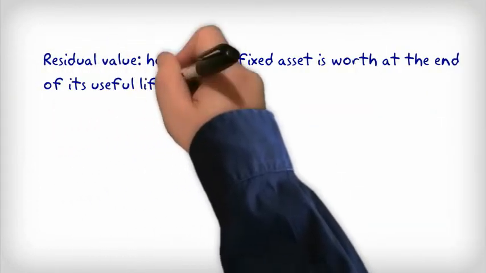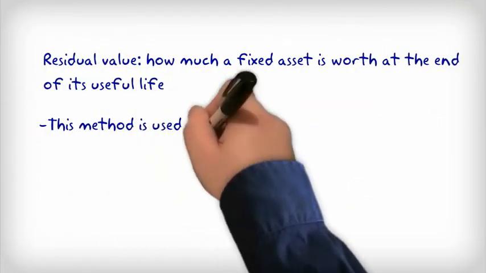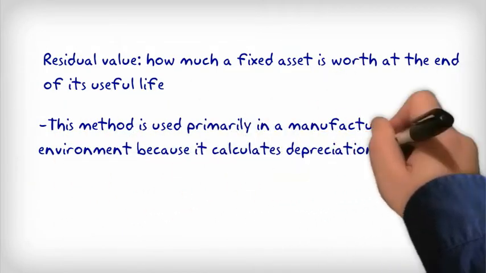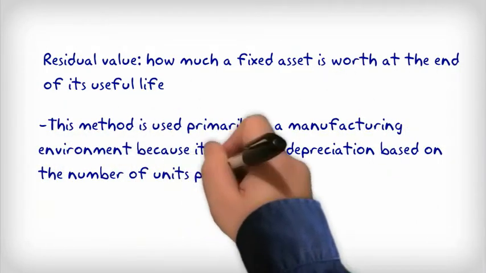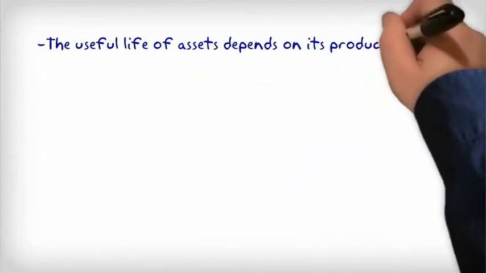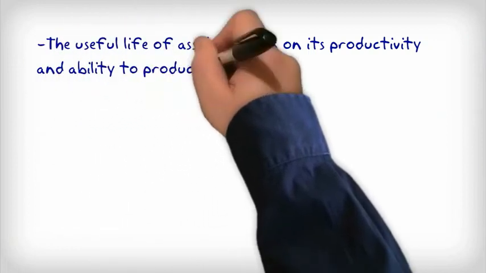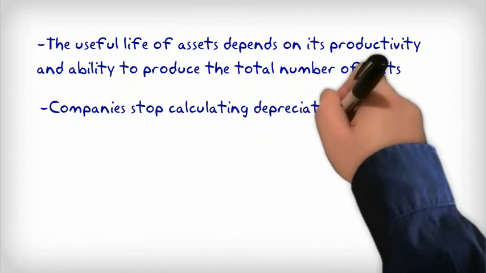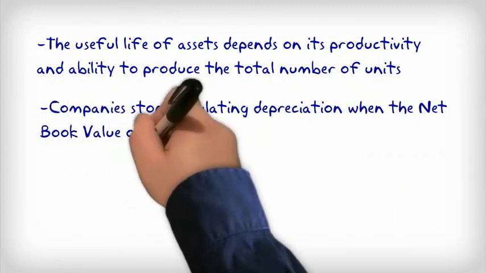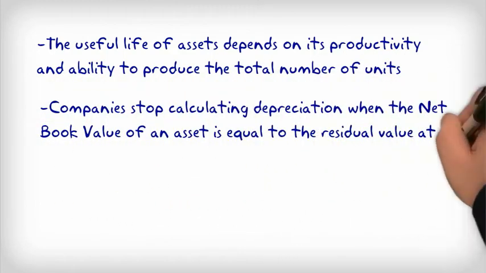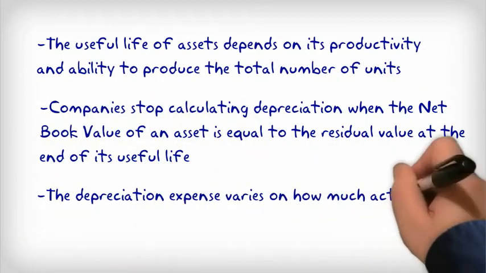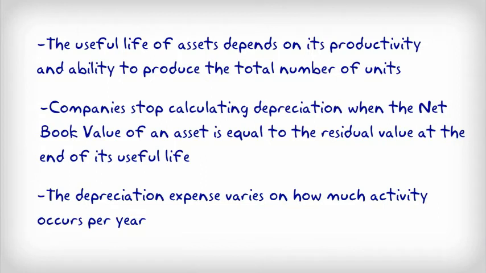This method is usually used primarily in a manufacturing environment because it calculates depreciation based on the number of units produced in a year. The useful life of assets depends on its productivity and ability to produce the total number of units. Companies stop calculating depreciation when the net book value of an asset is equal to the residual value at the end of its useful life. The depreciation expense varies on how much activity occurs per year.